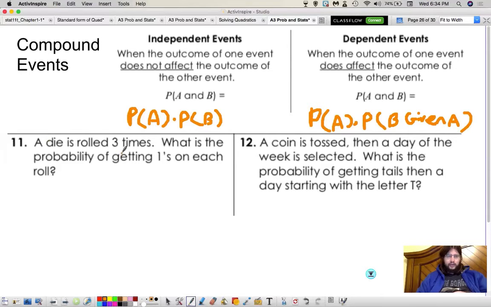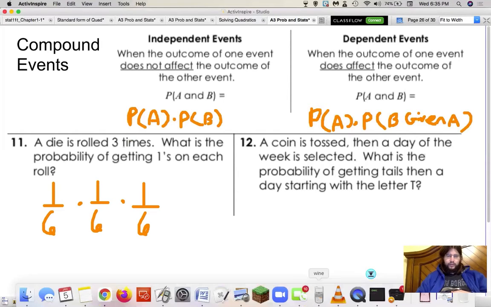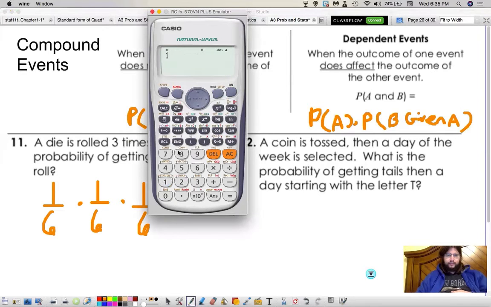A die is rolled 3 times. Well, let's see. Does the roll of the first die affect the roll of the second die? No. This is independent. What's the probability of getting 1s on each roll? So it's just the probability of getting a 1 the first time. And if it doesn't specify, we assume a 6-sided die. Probability of a 1 the second time and the third time. Yes, you could have just done 1 over 6 to the third power, and either of those would work just fine. 1/6 raised to the third power is 1 out of 216.